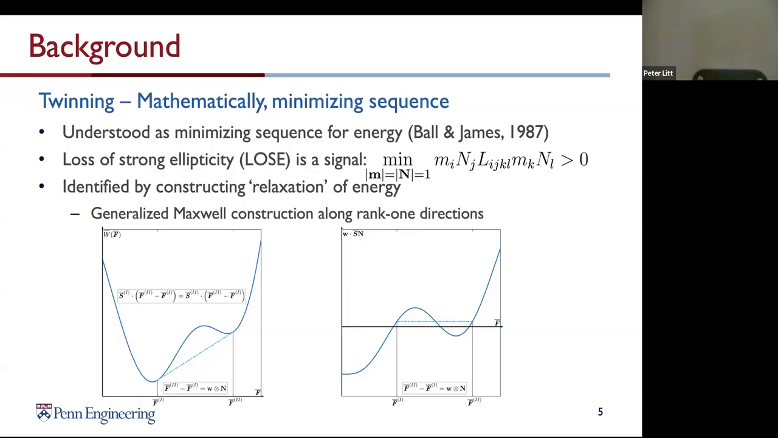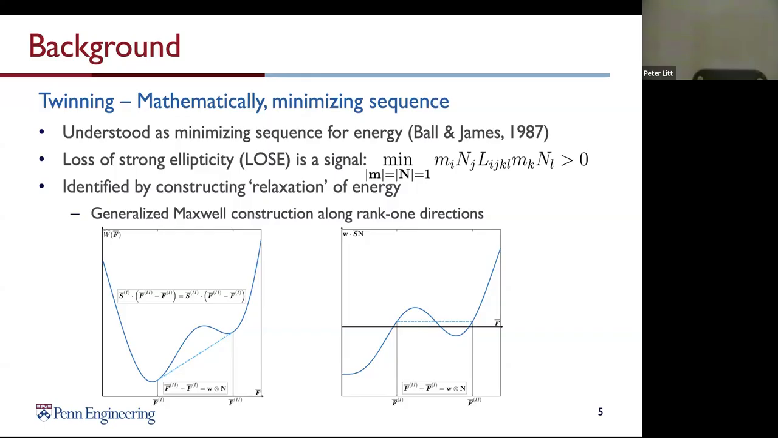So imagine the vertical axis here is your energy, and then this horizontal axis is kind of your deformation. You can think of it as maybe a rank 1 direction in deformation space. And so in that kind of a case, in this one dimension, what the loss of ellipticity would correspond to is a loss of convexity in your stored energy. And so you can see here we have some sort of classic double well type potential. The relaxation in that case corresponds to convexifying this non-convex energy. So you just cut across the bottom here to create something that's convex.